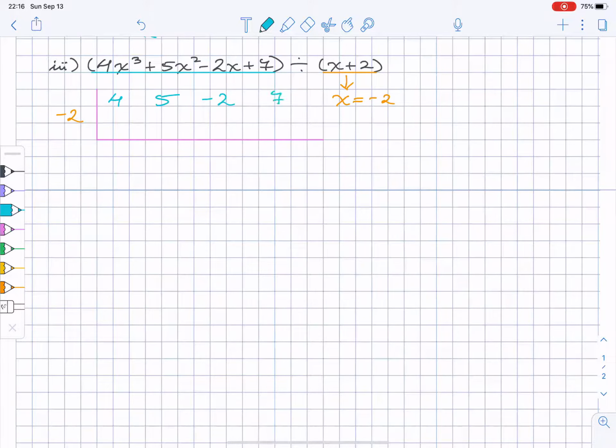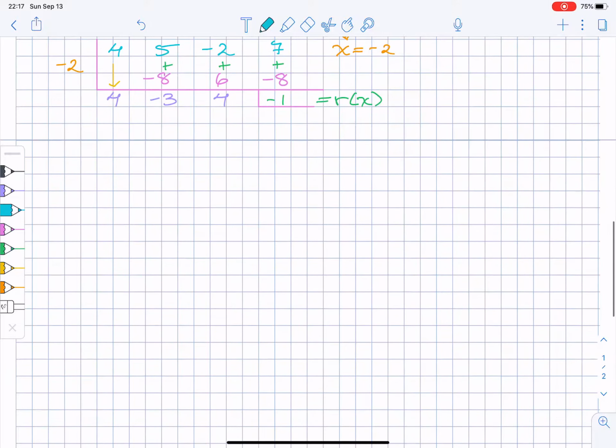So 4 times negative 2 is negative 8. 5 minus 8 is negative 3. 2 negatives make a positive 6. 6 minus 2 is 4. 4 times negative 2 is negative 8. So when I add these together, I claim my remainder will be negative 1. So let's make sure that that's true. I claim that this is my remainder.